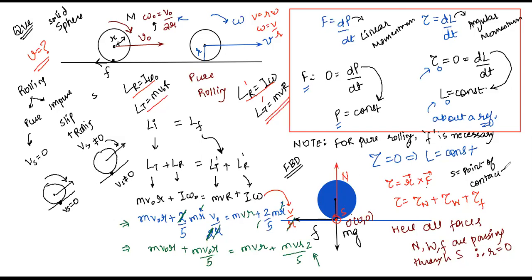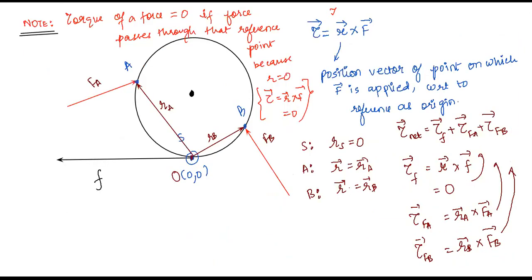Different kinds of torques. So the position vector comes to be zero for all the forces. Why does it come out to be zero? Because the forces are passing through that point. Yes, they are passing through that origin or the point of contact.